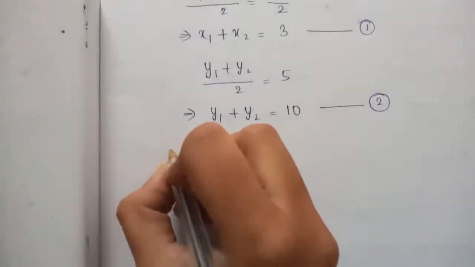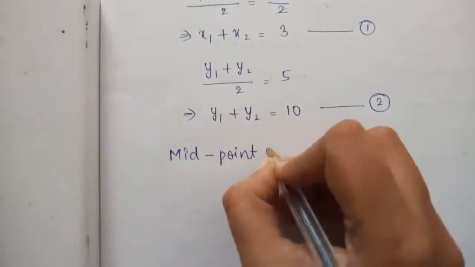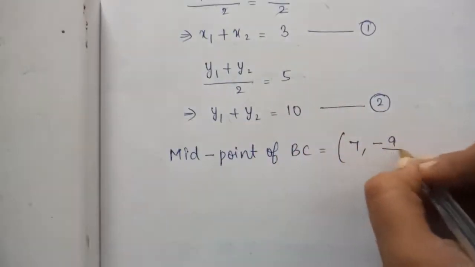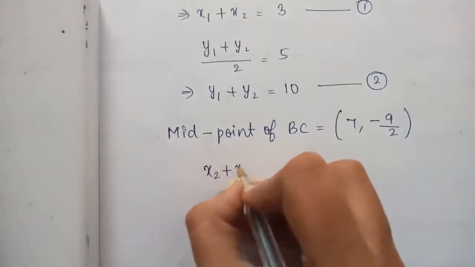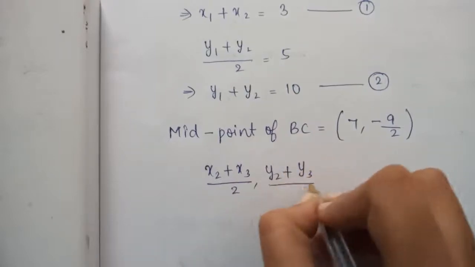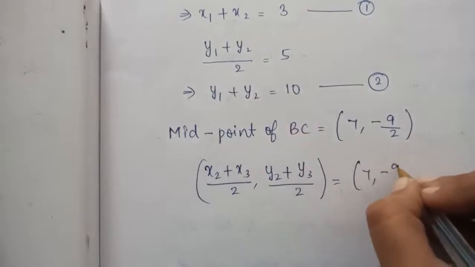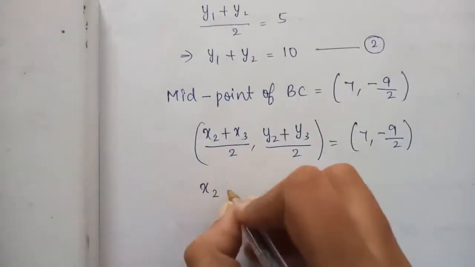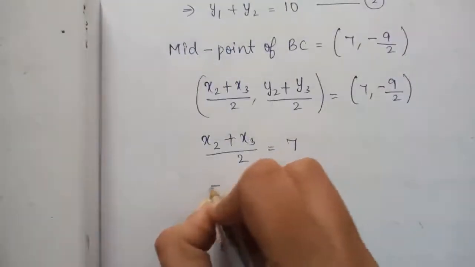So now the midpoint of BC is equal to (7, -9 by 2). The midpoint of BC is (x2 plus x3) divided by 2, (y2 plus y3) divided by 2, which is equal to (7, -9 by 2). Following the same procedure, equating the x and y coordinates, (x2 plus x3) divided by 2 is equal to 7.